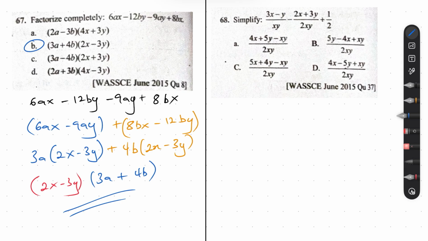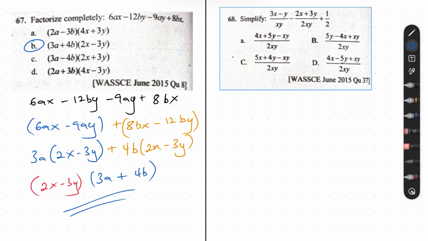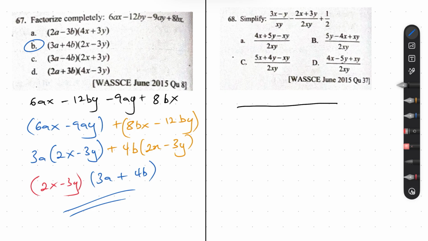Right, let's move on to question number 68. The question says simplify. Cool. So let's write that down. Okay, instead of writing it down, let's just find the LCM. The LCM is 2xy. Okay, because xy can go into here, you can cancel it. Okay, 2xy can go into itself, and also 2 can go into this. Okay, 2 can just cancel 12. Okay, cool. Now let's take it one by one to deal with the numerators.